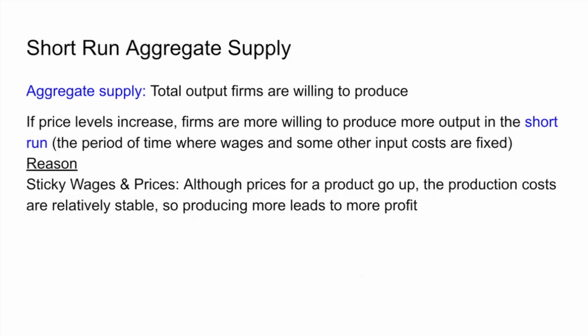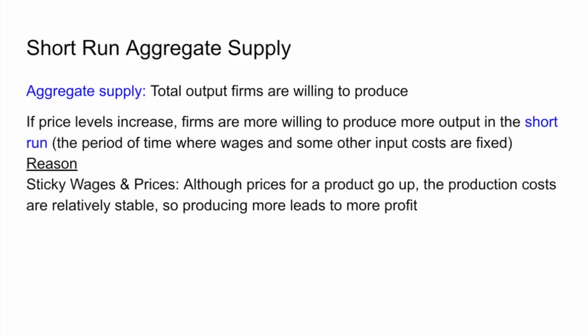Aggregate supply is the total output that firms are willing to produce. And as we saw, since short-run aggregate supply is upward sloping, if price levels increase, then firms are willing to produce more in the short run, which is the period of time where wages and some other input costs are fixed. And the reason for this is because of sticky wages and prices. Although prices for a product go up, the production costs are relatively stable, so producing more leads to more profit.